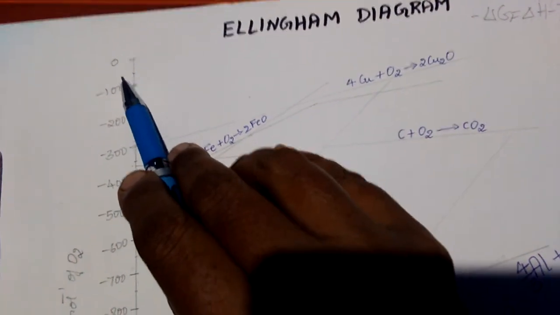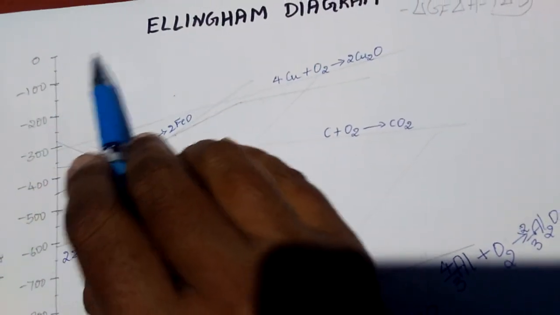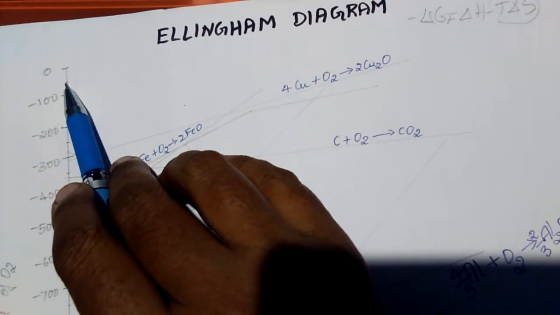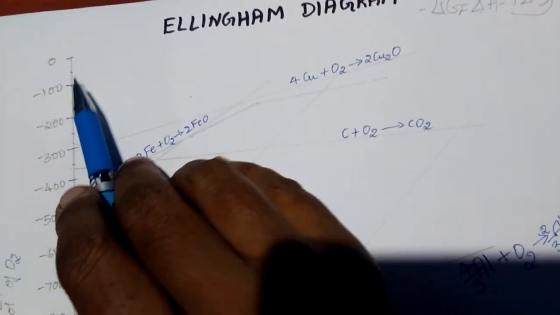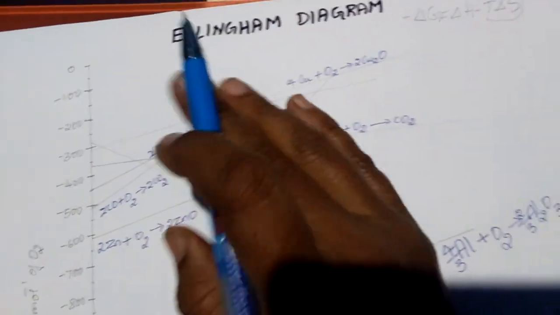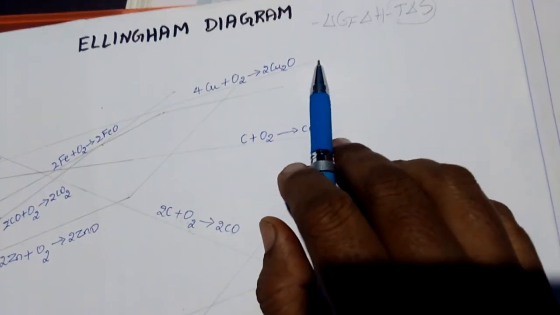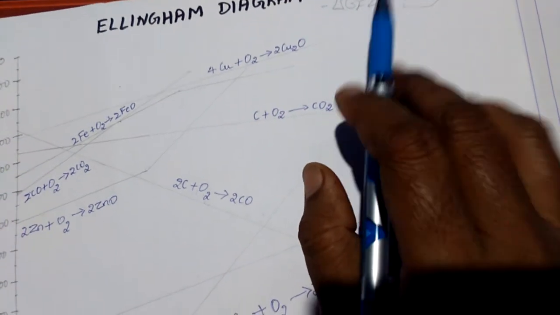Now there will usually be one more line, like silver oxide and mercuric oxide. By just heating the metal oxide, you can get the metal, which means their delta G values are very less negative. So they are unstable at higher temperatures. These oxides are also very unstable at higher temperatures.